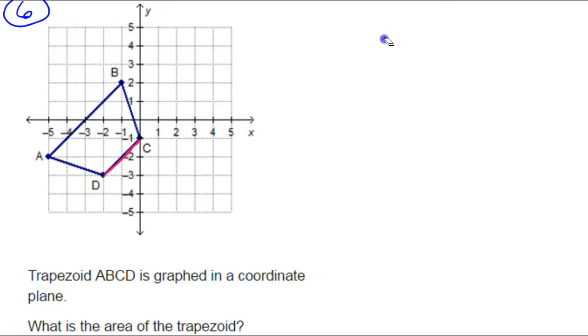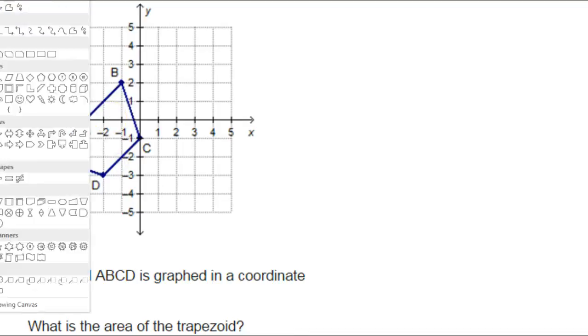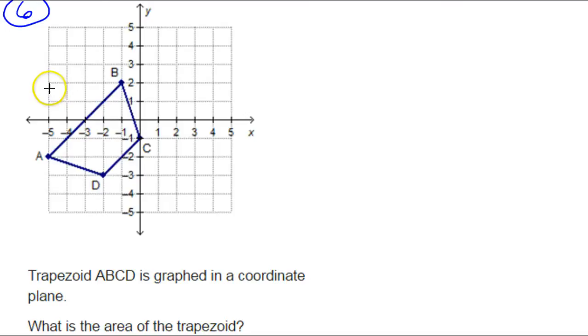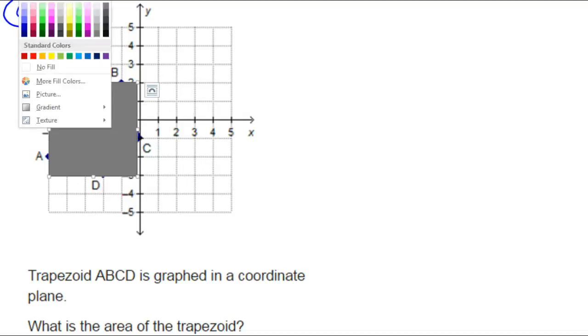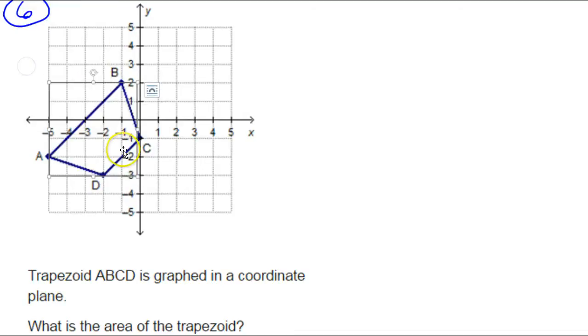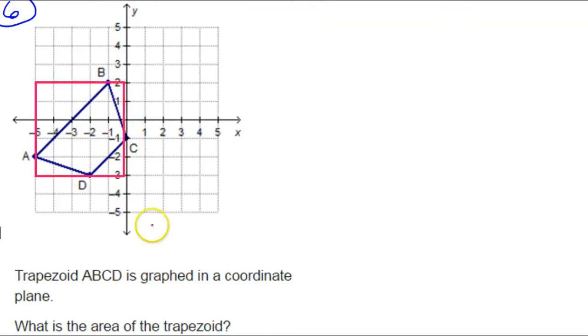So whenever you have a figure and all your lines are slanted, nothing's horizontal or vertical, your best bet is to use the box method. And that's where we're going to draw ourselves a rectangle very tightly around the shape so that the vertices of the figure are each touching one of the sides of the rectangle. So what that does is it creates little triangles around the shape.